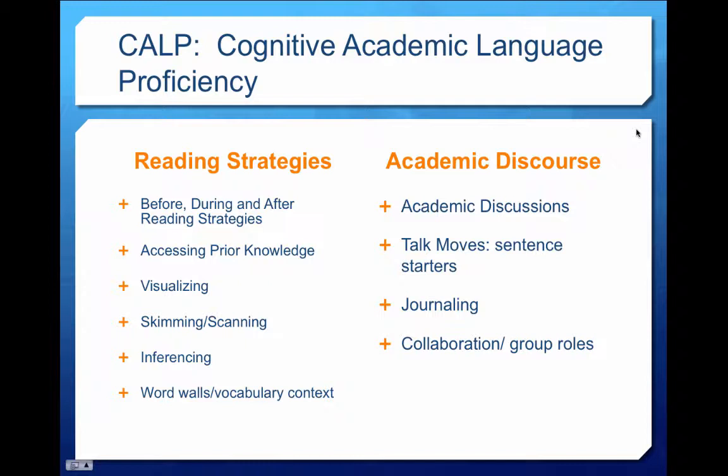Another opportunity for mainstream teachers, CALP, Cognitive Academic Language Proficiency. Reading strategies, very much like mainstream strategies again: before, during, and after reading strategies, accessing prior knowledge, visualizing, skimming and scanning, inferencing. This is when we're getting kids into a fluency level and we want them to start acquiring that cognitive level of academic language proficiency. And so we want them to participate in academic discourse.